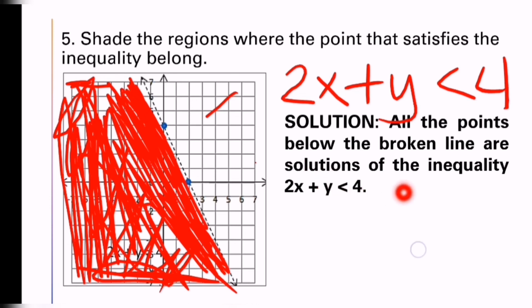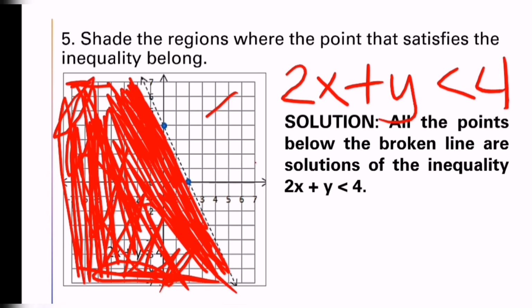This is how you write the answer. Okay? Pag solid line yan, kung less than or equal to yan, pwede mong sabihin na all the points below the line, including the solid line, are the solutions of the inequality. Kung merong equal to na symbol. Pero since wala, hindi kasama ang broken line.